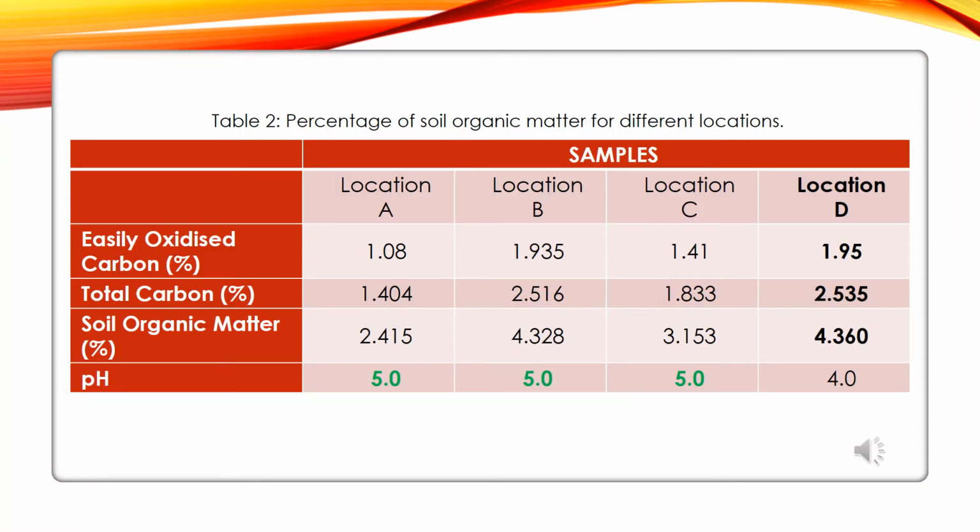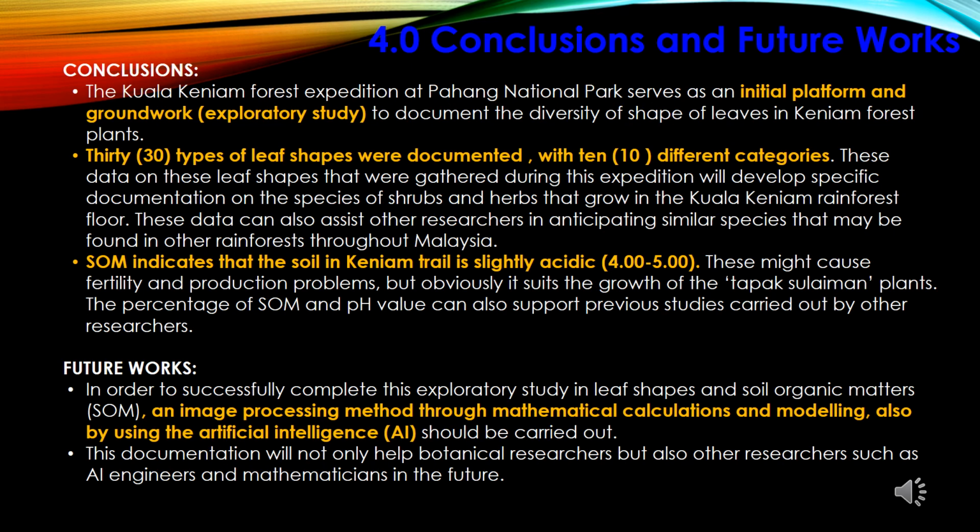This study found that locations B and D contained a high percentage of SOM compared to locations A and C, whereas location A near the UiTM Research Centre showed the lowest organic matter. Our locations indicate slightly acidic soil with pH values ranging from 4 to 5. Acidic soil shows that the soil in the Kuala Kenyam Forest contains a relatively high iron content. Other material content, such as carbon and phosphorus, can also prejudge soil acidity.